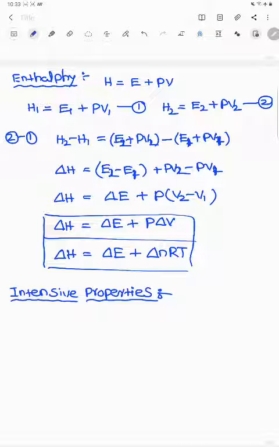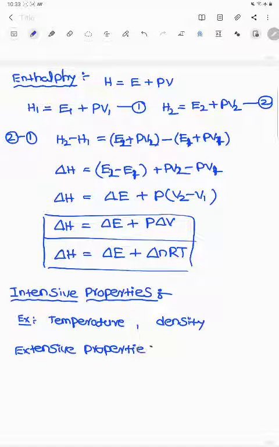Example, that is temperature and density are examples for intensive properties. Next, the second one is extensive properties.